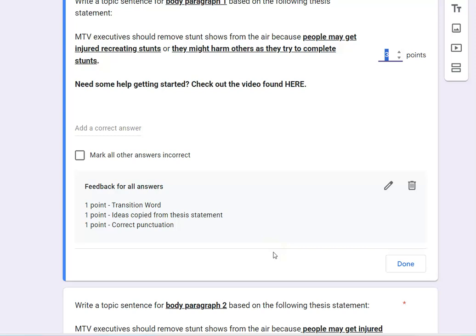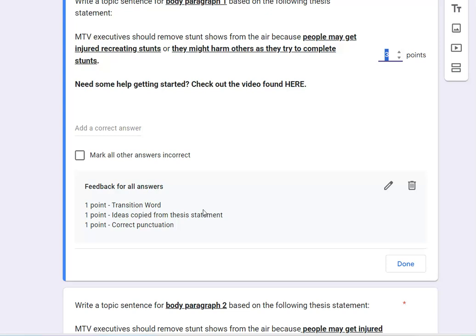So each sentence needs to start with a transition word, and then you're going to get your ideas for the rest of your sentence from the thesis statement. So we're not just coming up with our own ideas today. We are taking the thesis statement that is given to us, and we are using the ideas in that thesis to come up with the topic sentences. So you're going to be getting some points for making sure that you do copy the ideas from the thesis and not just come up with ideas from your own brain.